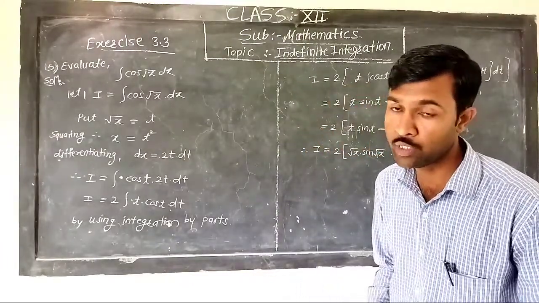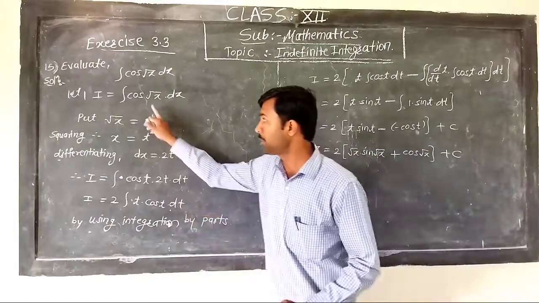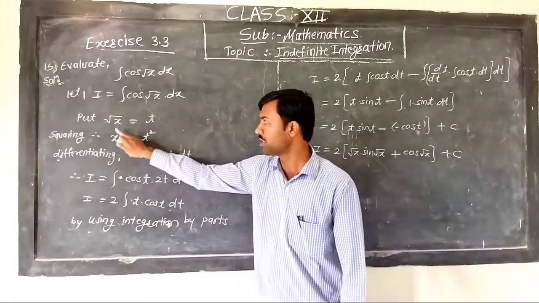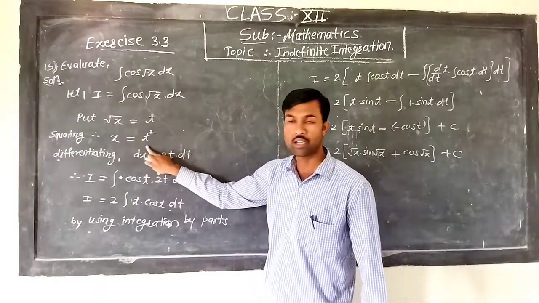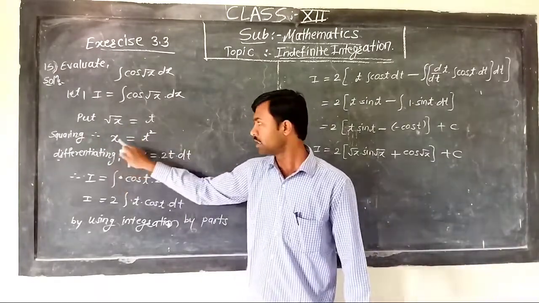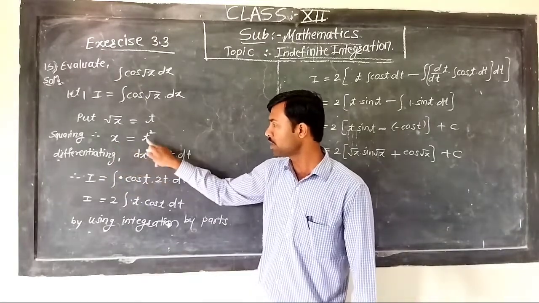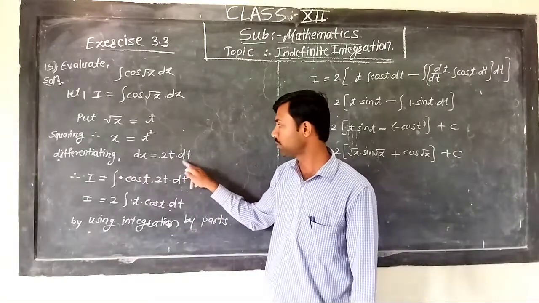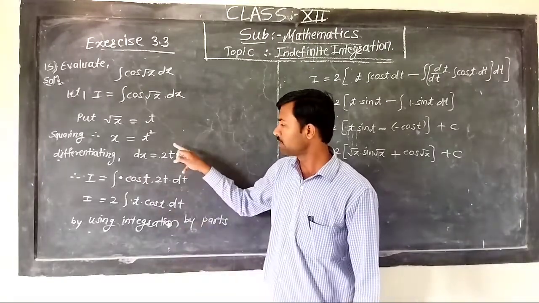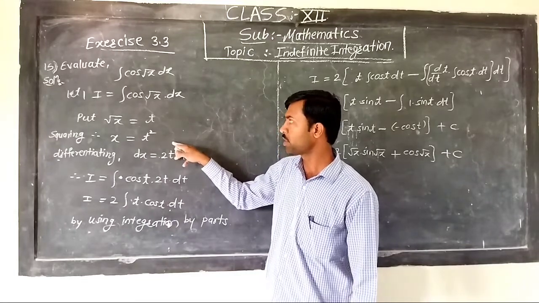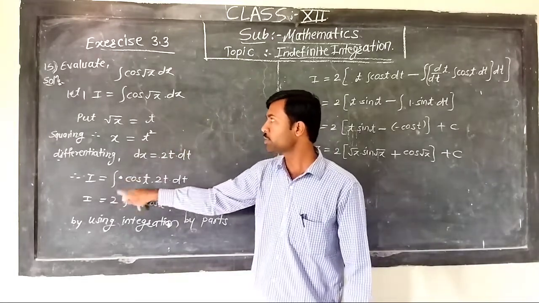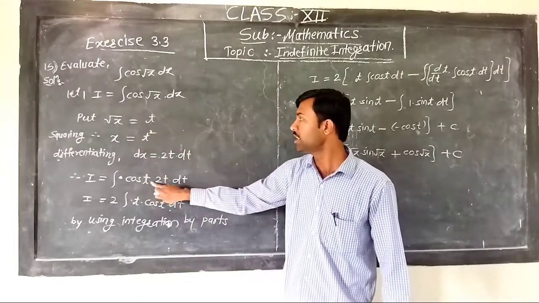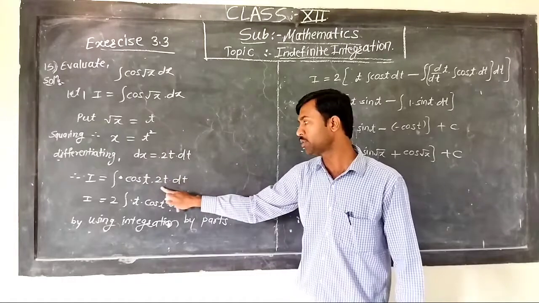Here I am going to tell you one method: I will replace this root x by t. After squaring, we get x is equal to t square, and after differentiating, we get dx upon dt. dx is equal to the derivative of t square, which is 2t, and taking dt to the other side, we get 2t into dt. Now putting both these substitutions in this equation, we get I is equal to the integration of cos root x. Root x is now replaced by t, so cos t into dx, and dx is now replaced by 2t into dt.